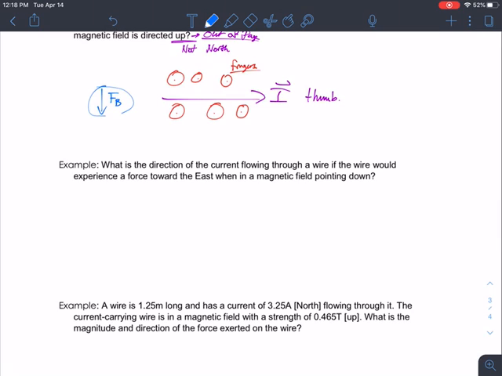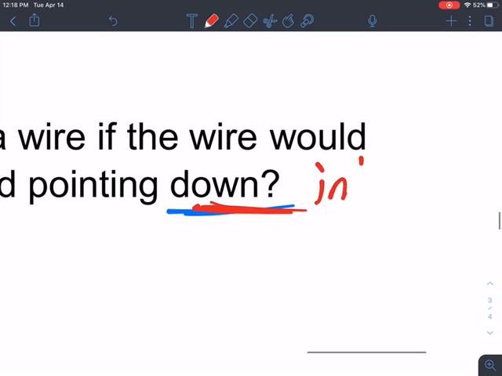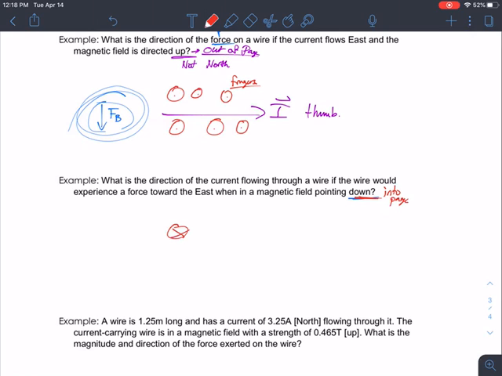What is the direction of the current flowing through a wire that would experience the force towards the east when the magnetic field is pointing down? Okay, so let's look at that again. This down means into page. So there's a large magnetic field that's into the page. So that's just circles with X's in them, right? That's into the page.